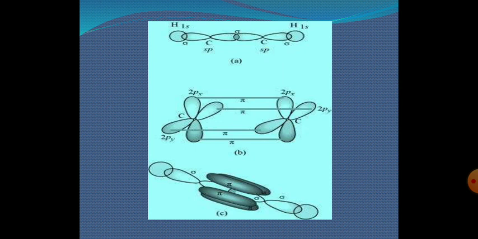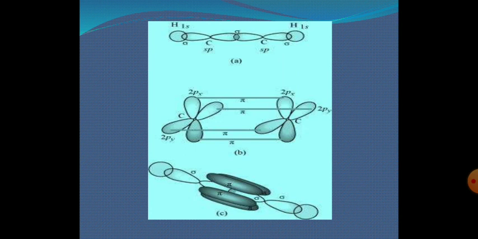So students, look at this figure A. You will notice here that one of the hybridized orbitals of carbon is going to form a sigma bond with an incoming hydrogen atom, and a similar case takes place with the other carbon atom, which also forms a sigma bond. So here is the formation of the carbon-hydrogen bonds.